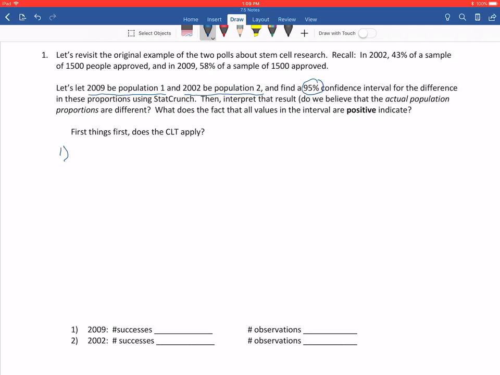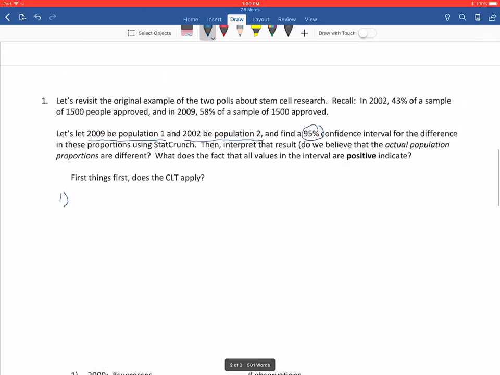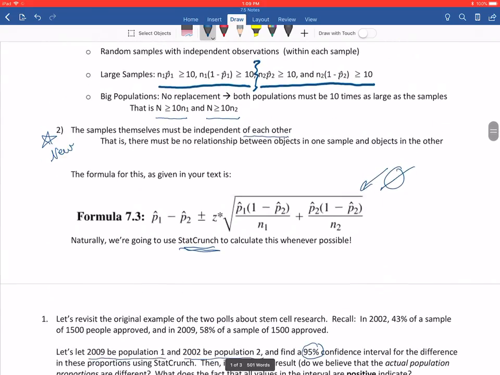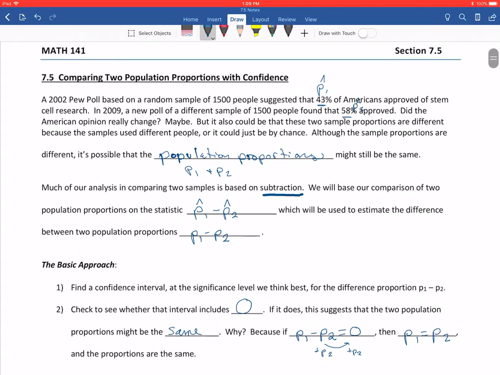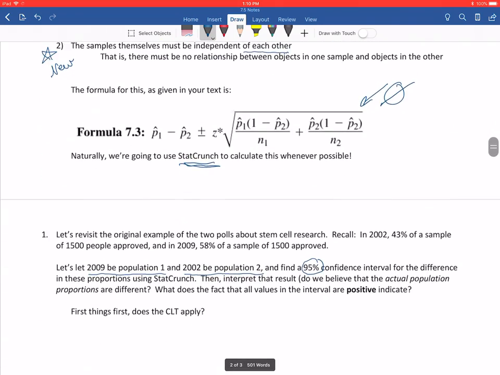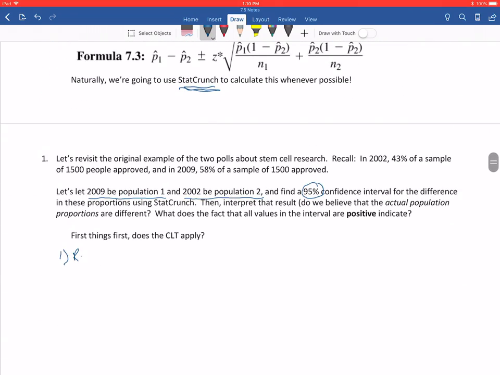First condition is, are each of the samples themselves random? So if we go back up to the very beginning, the first one said it was a random sample. And the second one, it says a new poll of a different sample. So this one doesn't say random, but the Pew Foundation was performing both of these. So I would say yes, they're both going to hit the random criteria.